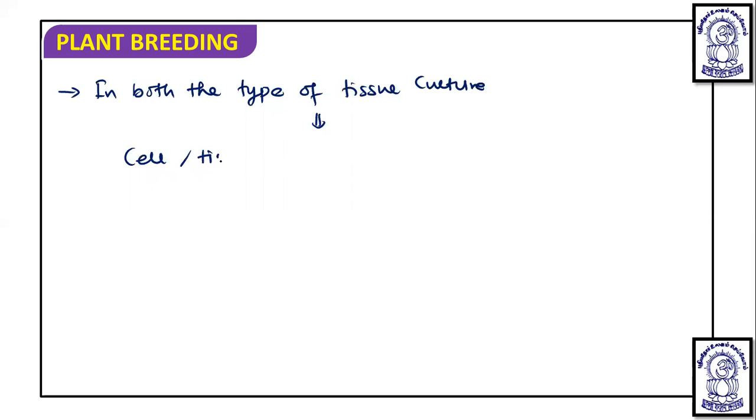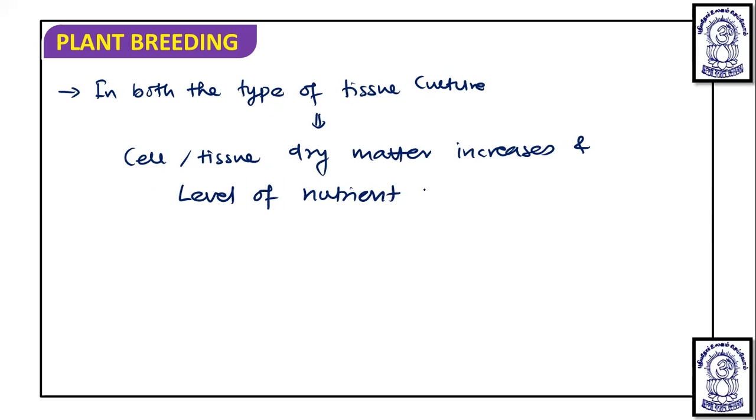Now when we talk about both types of tissue culture, that is callus culture and suspension culture, the cell or tissue dry matter increases, and the level of nutrient in the culture medium decreases. So the dry matter, or the mass of callus or organ formation, is increasing, and with the passage of time the nutrients are used and absorbed, so the nutrients are decreasing.